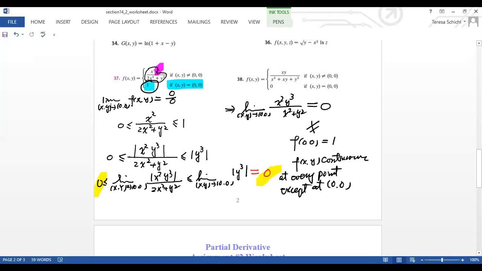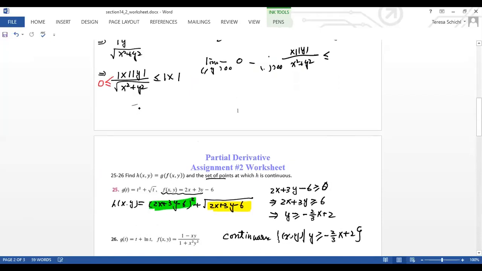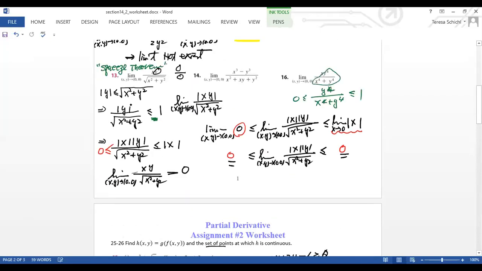Okay, that's this worksheet, and most of the problems here are pretty straightforward. Be careful about number 37, about the continuity. The other problem I did, number 13, shows how to use the squeeze theorem. These first two assignments are pretty simple assignments. You just need to be careful about a few things here.